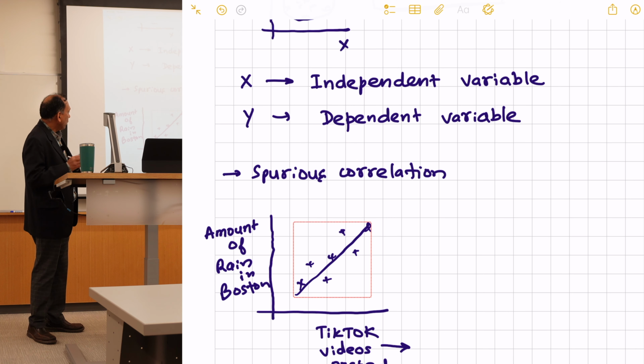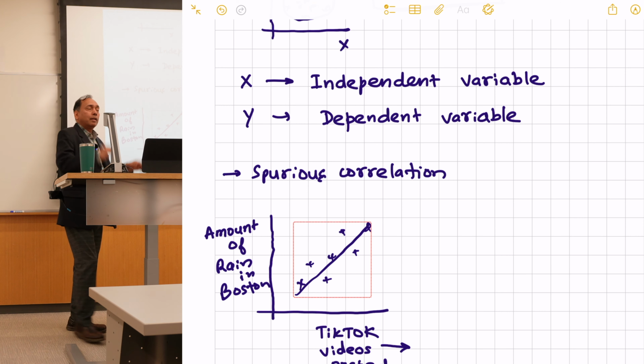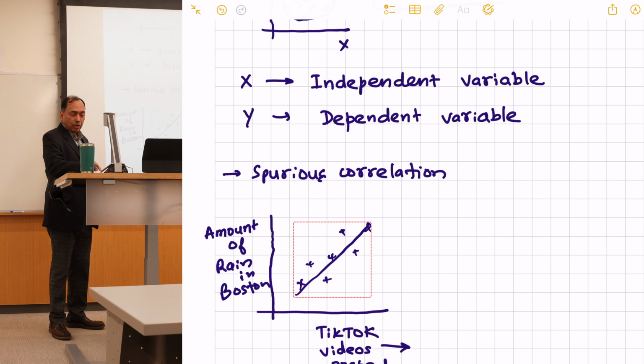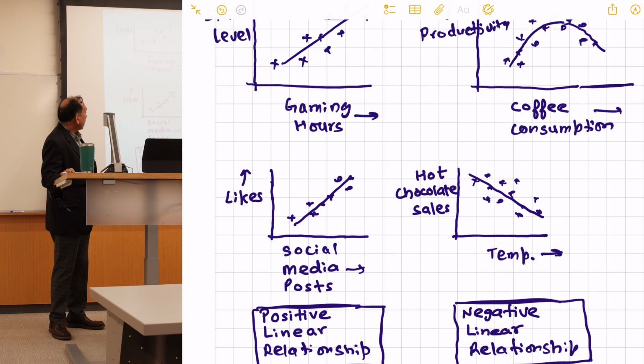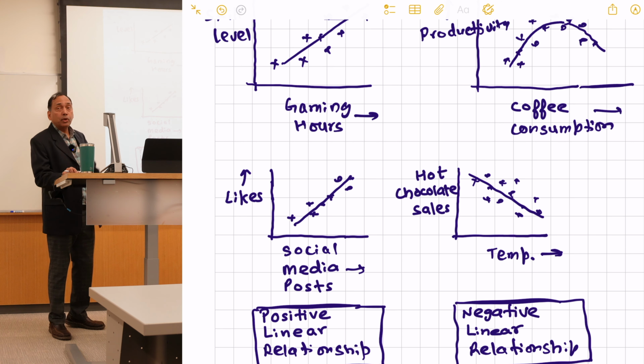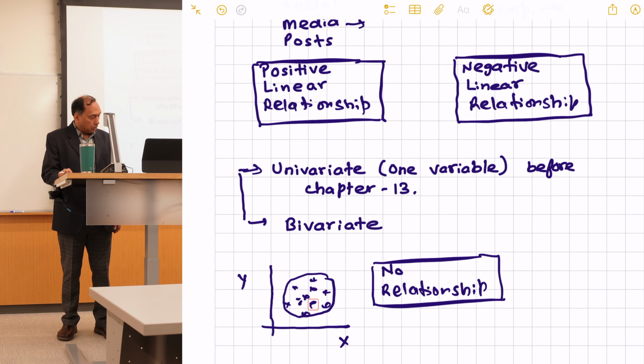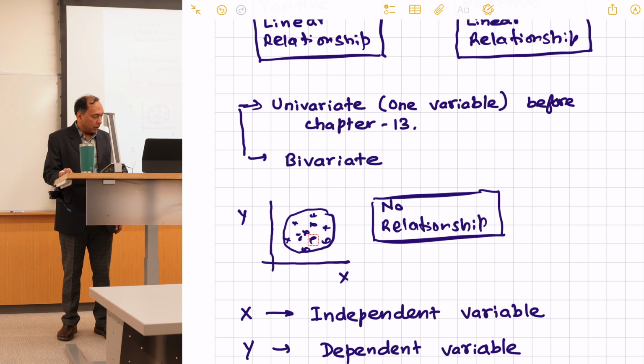Two variables may go in the same direction for some other reason, but we cannot conclude that this is causing that. Unlike these situations where we know that these two are directly connected with each other. So that's what we need to be careful about.